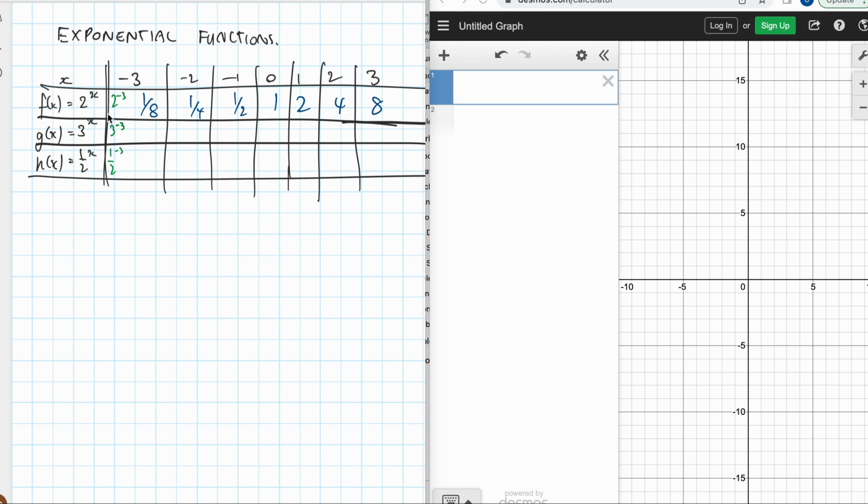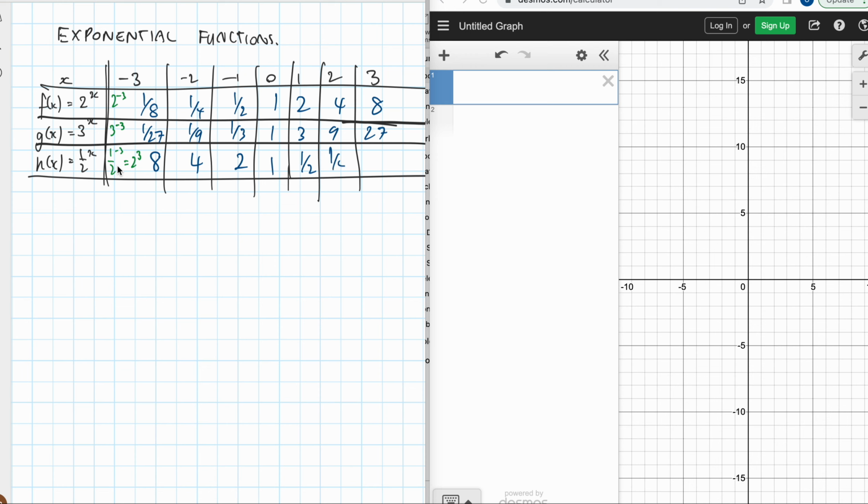Next is going to be 3. There's going to be 1 on 27, 1 on 9, 1 on 3, 1, 3, 9, 27. The next one we have is a half. So the reason I've written this out is that 2 to the -1 on 3, we know is going to become 2 to the 3. So this is going to become 8. Next one, 4, 2, 1. Then this goes to a half. Half to the 1 is half. A quarter and an eighth.